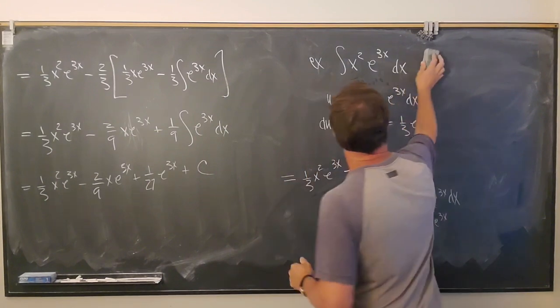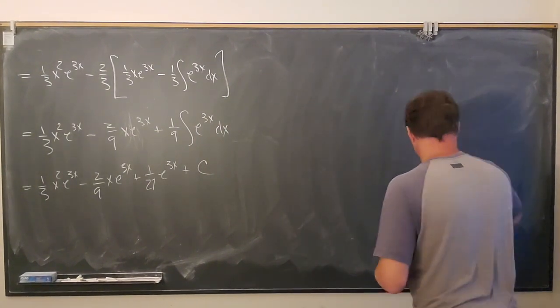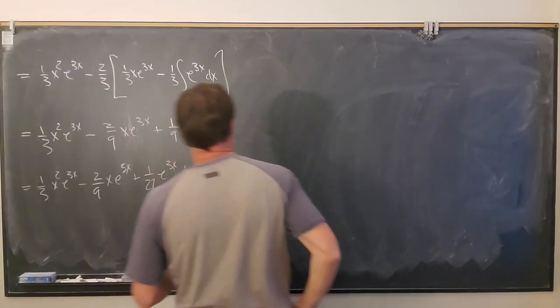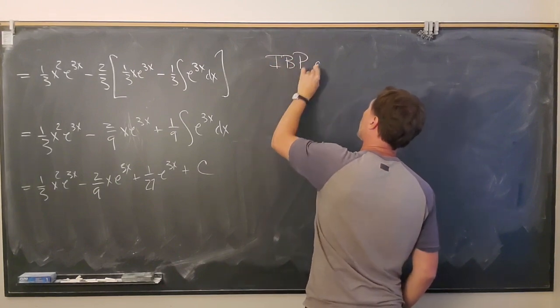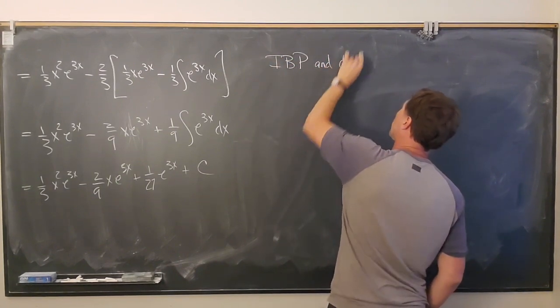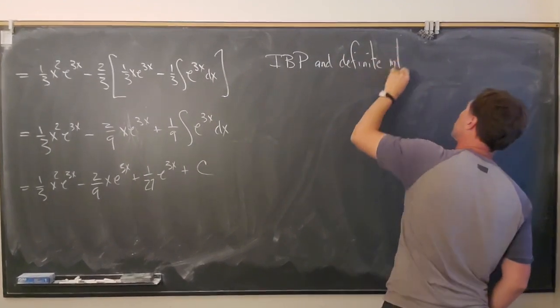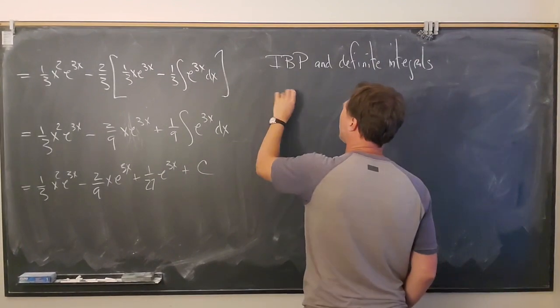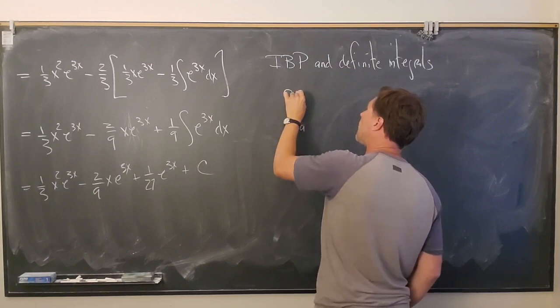So far I've done examples involving antiderivatives, but you can also do integration by parts with definite integrals. So integration by parts and definite integrals. What we have then, the formula is going to look exactly the same, except I'm going to put limits of integration here, an a and a b.